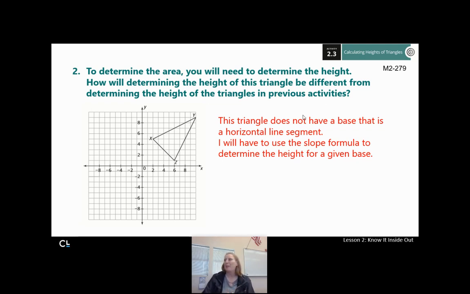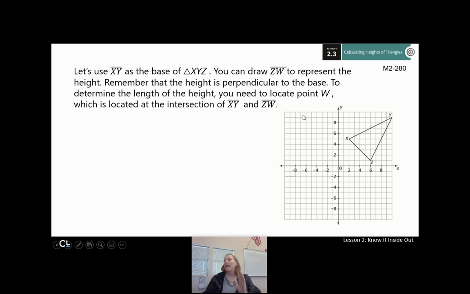a couple times, okay? So let's say that we want to use XY as the base. So I want this side right here. I want this bad boy to be my base of triangle XYZ. So I can draw ZW to represent the height. Wherever my height hits this, I'm just going to call it W. Now you have to remember that the height is perpendicular to the base. It should make a right angle.